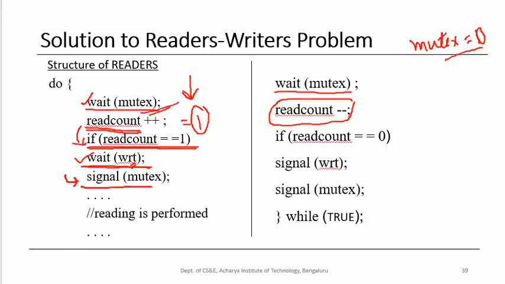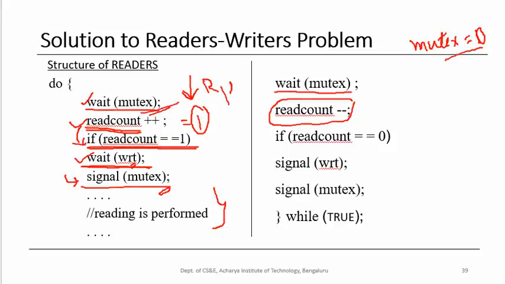Now it is done using this shared variable read count, so it can simply release the mutex. If some other reader wants to enter into the critical section, that is, wants to read the database, it can do so by acquiring the lock on read count. Okay, then the reading is performed. Now this is reader 1.